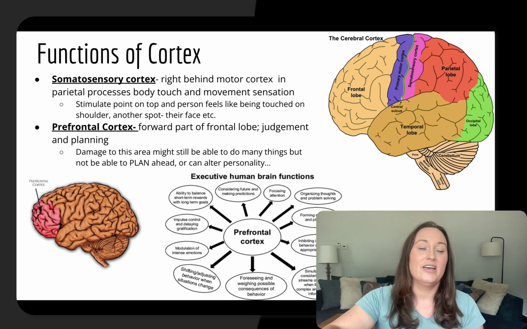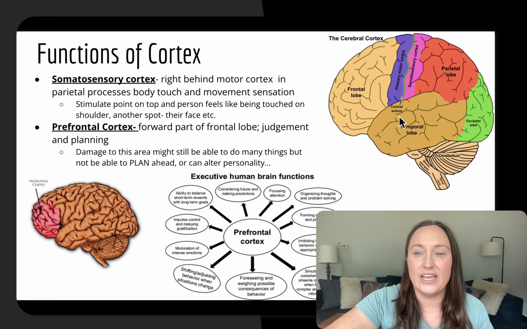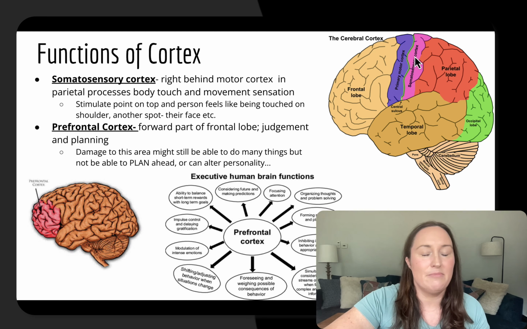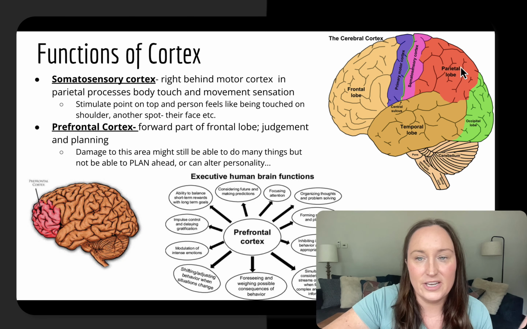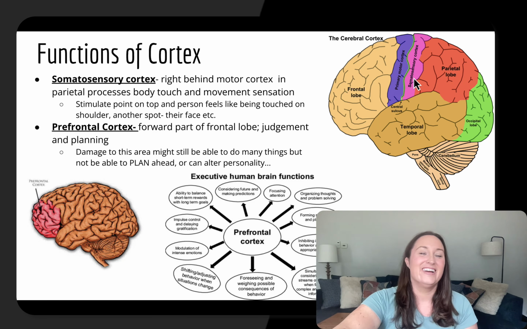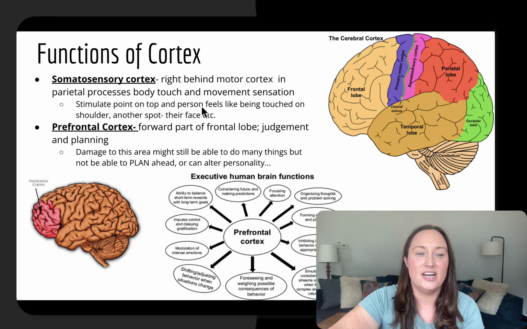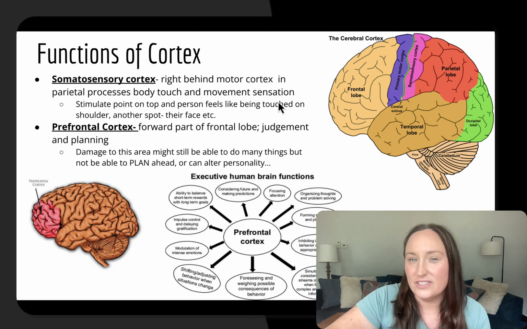Next, we have the somatosensory cortex. This is located in the parietal, but see how it's right next to the primary motor cortex, which is in the frontal? It's because these two, again, everything is working together here, but there's some good planning in our brain design here. The somatosensory cortex is going to process body touch and movement sensation. Does that sound a lot like what I told you the parietal lobe does?